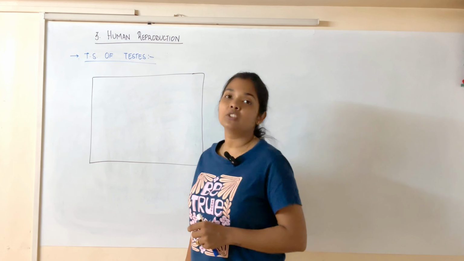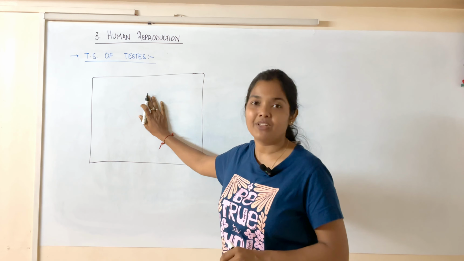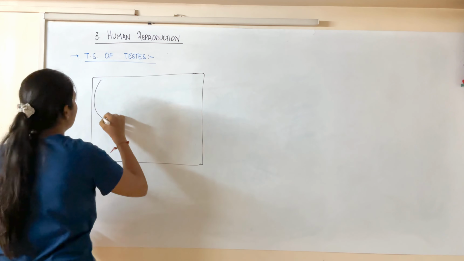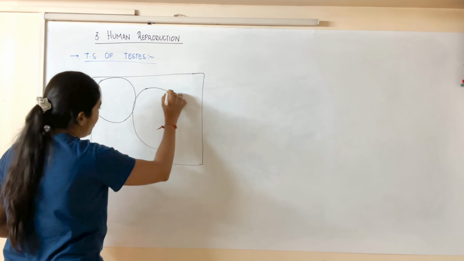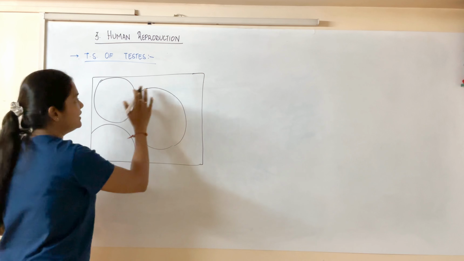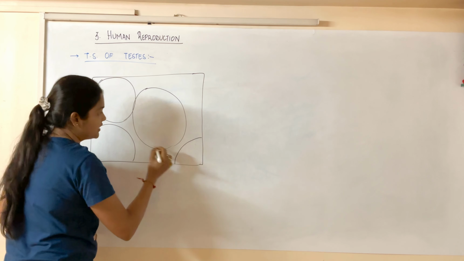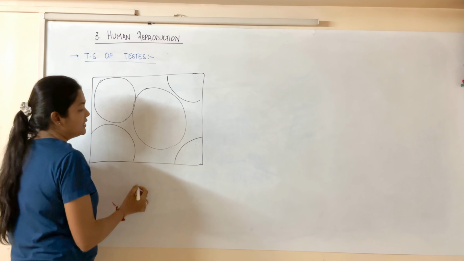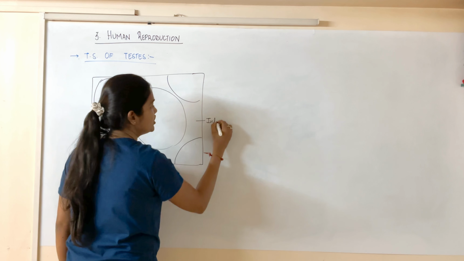All right, coming to this topic, TS of testes. We are going to directly start with the seminiferous tubule. So, the testes include a number of seminiferous tubules. That is focused only on one such seminiferous tubule. Also remember, in between the seminiferous tubules, there would be space present. Let's say this is yet another seminiferous tubule. In between, we will see lots of space is present. This space is called interstitial space.